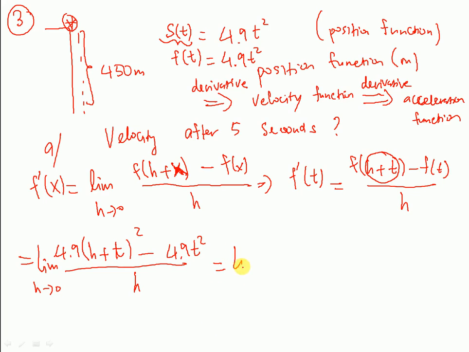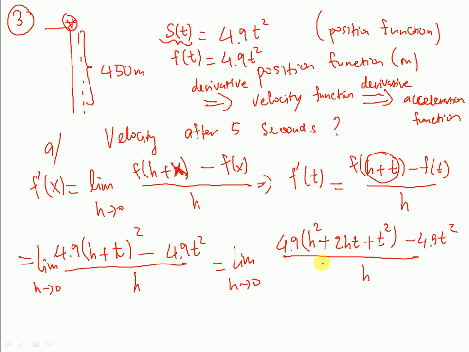Now the second thing is you have to simplify this fraction. So first expand this binomial. So 4.9, this becomes h squared plus 2 times h times t, which is 2ht, plus t squared, and then minus 4.9 t squared over h. We're trying to find the factor h on the top, so we can cancel that at the bottom, so we can plug in h without having to divide by 0 at the bottom.